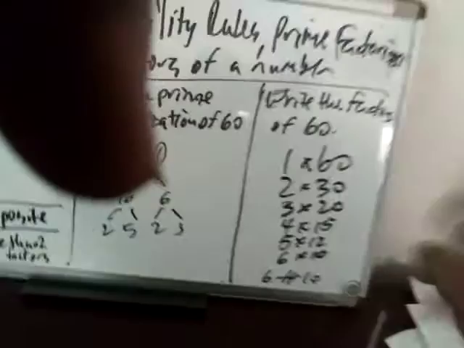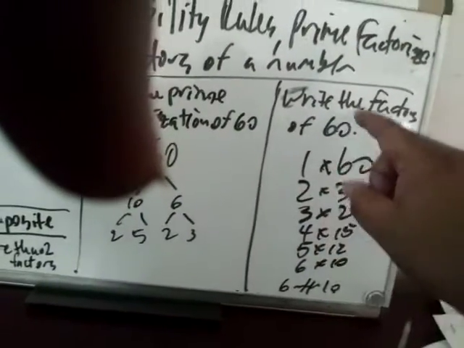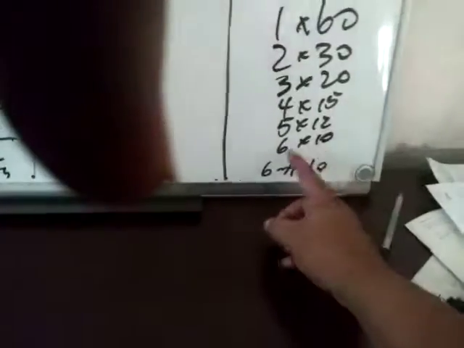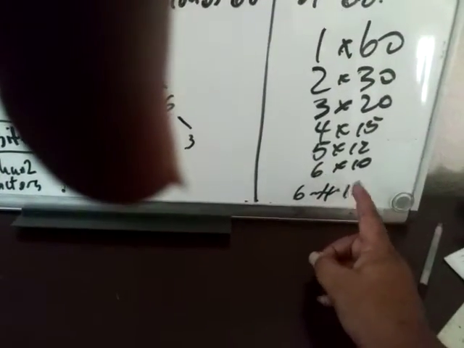6 times 10. If you don't know if the number goes into it, use the long division method and long divide to see whether the number goes into it. But we know we're done because there's no number between 6 and 10 that goes into 60. So we're done. And that's your lesson 4.2.